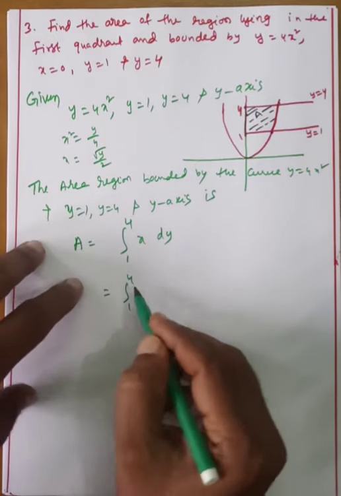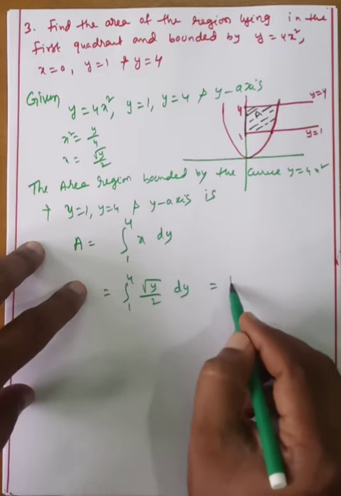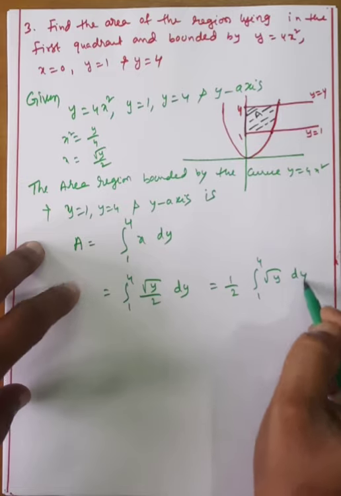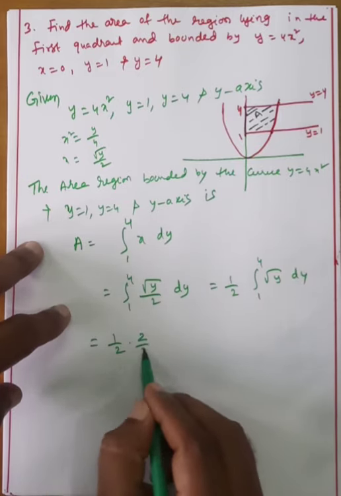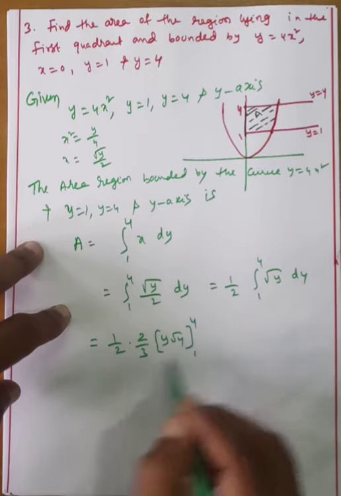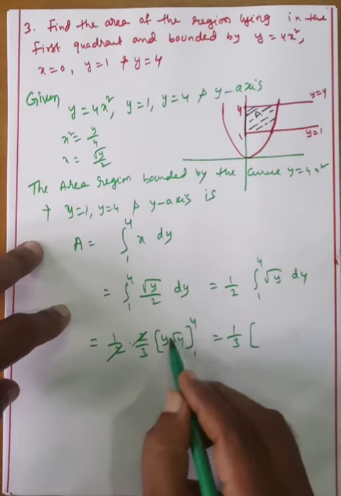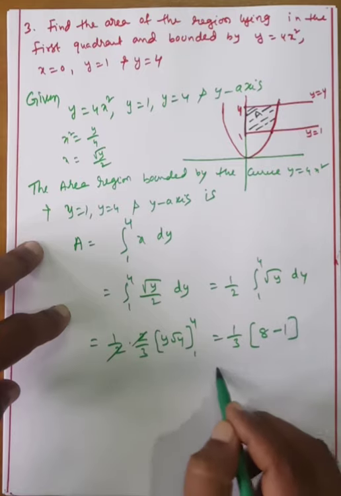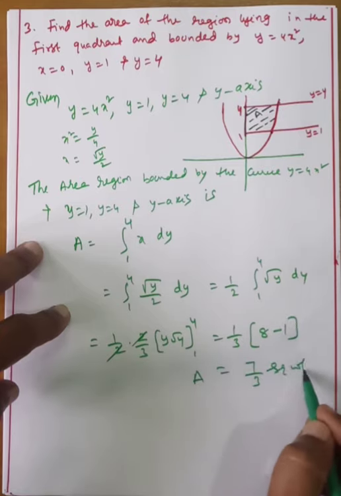Area is integral 1 to 4 of x value root y by 2 dy. Here 1 by 2 is constant. So 1 by 2 integral of 1 to 4 root y dy. Integral of root y is 2 by 3 y root y, limits 1 to 4. Constants we write outside. So 1 by 3, upper limit 4: 4 into root 4 means 8, minus 1, that equals 7 by 3. Area is equal to 7 by 3 square units.